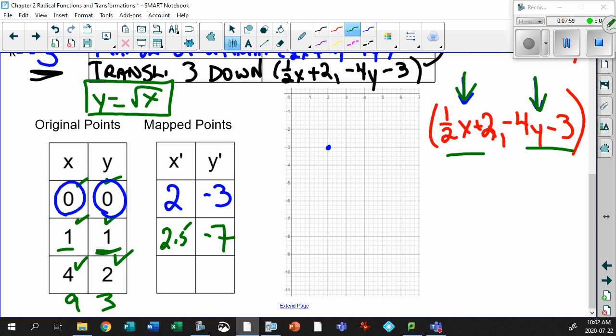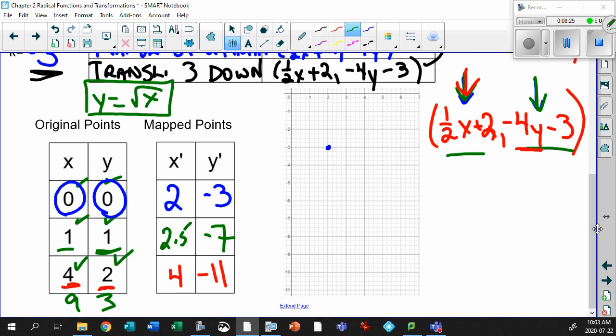Okay, same thing. Let's pick another color here. I will pick red. There we go. 4, pop it in there. Half of 4 is 2, plus 2 is 4. So that's 4. Okay, pop in the 2 now. -4 times 2 is -8, minus 3 is -11. And honestly, after you get about the third point, you really don't care. I mean, the rest of them are going to just follow.